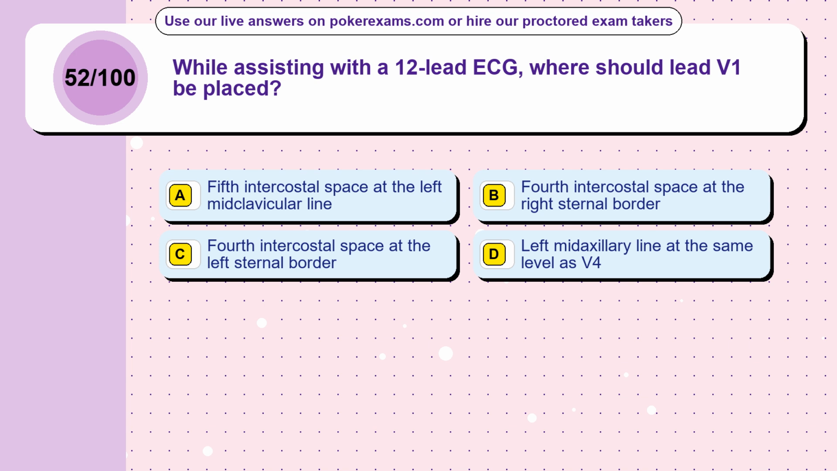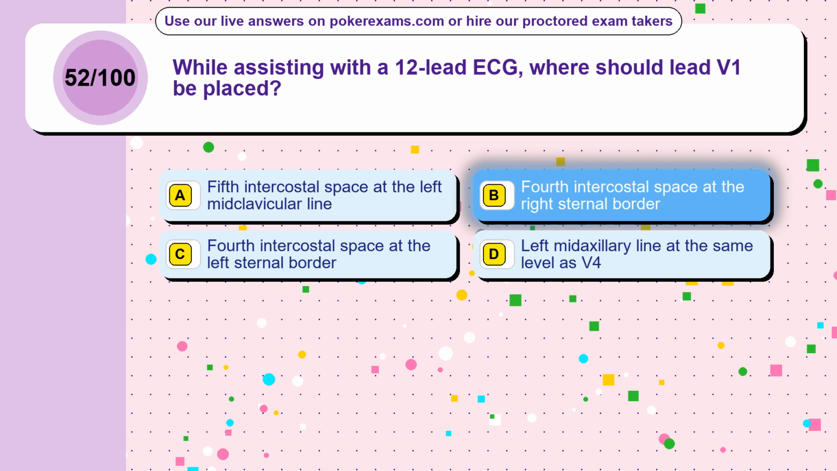Option A. 5th intercostal space at the left midclavicular line. Option B. 4th intercostal space at the right sternal border. Option C. 4th intercostal space at the left sternal border. Option D. Left mid-axillary line at the same level as V4.